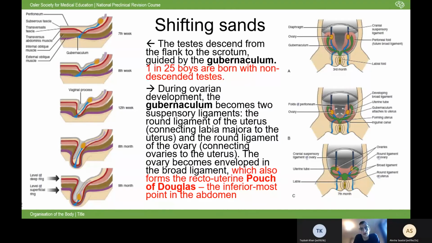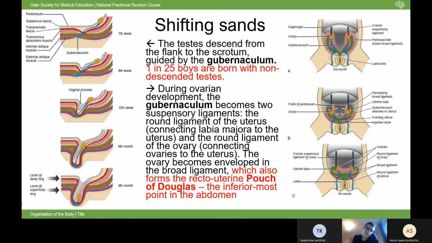So remember that the gonads are forming up in the mesonephric region, so it's up towards the flanks, which isn't where they should be. So the testes undergo a really long descent. They're pulled by this ligament called the gubernaculum, and that pulls them through the abdominal wall and into the scrotum.